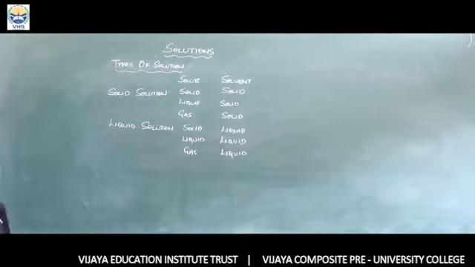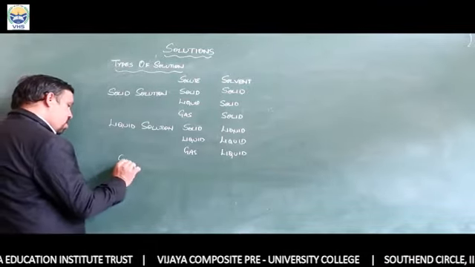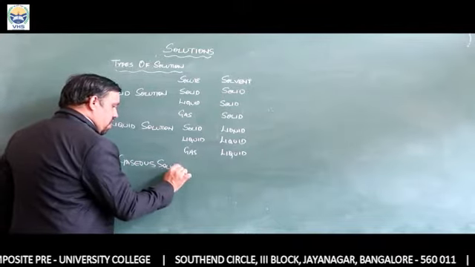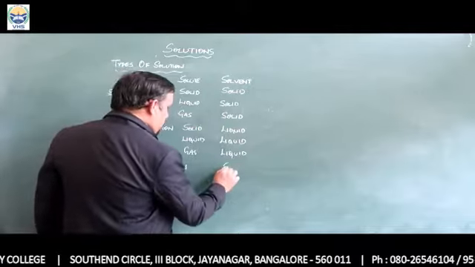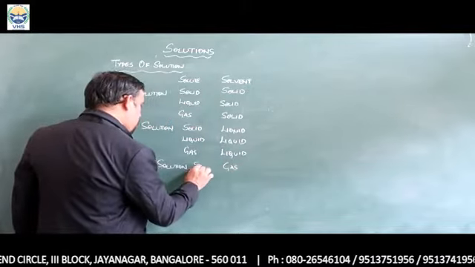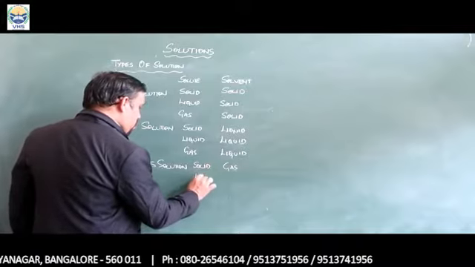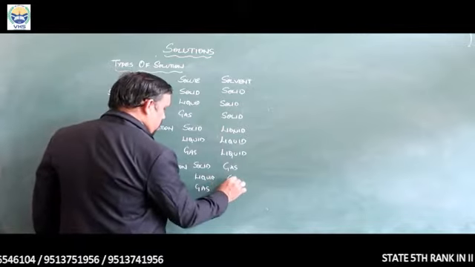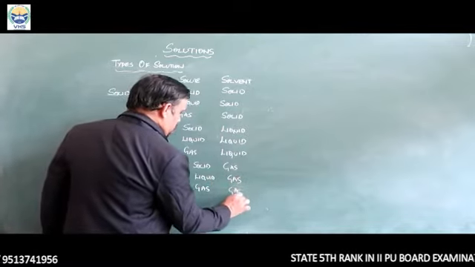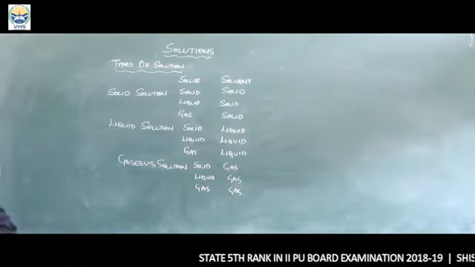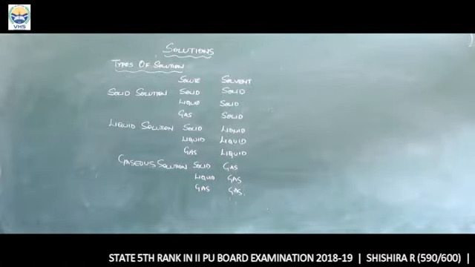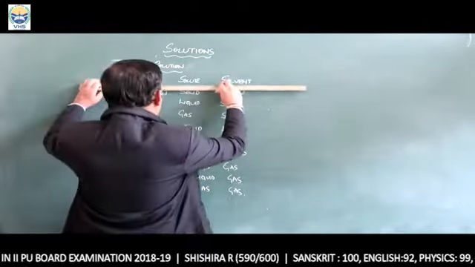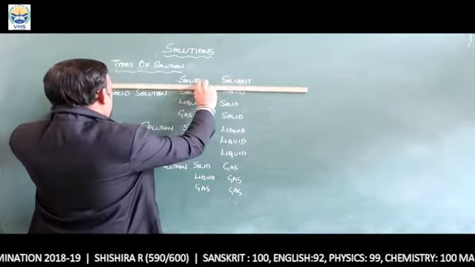Same way, how about a gaseous solution? In a gaseous solution the solvent will be gas, and the solute can be solid, liquid, or gas. So we can classify it this way. Let me just make a column. It doesn't look good.